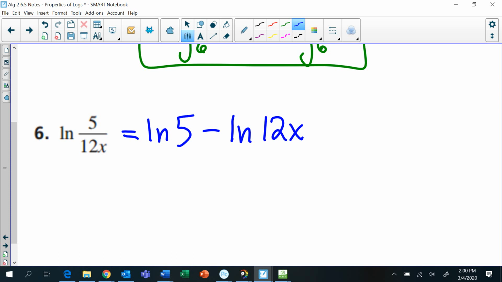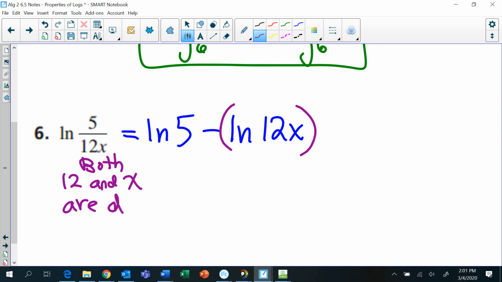But I'm going to go back to the beginning and look for a second. If I look at the beginning, what is actually being divided? They are dividing 5, but what is doing the division? It is a 12 and it is an x. Both 12 and the x are in the denominator. Both of them are division. So when I separate this, there are these understood parentheses here that you don't need to write down, but what we need to know is both 12 and x are division.